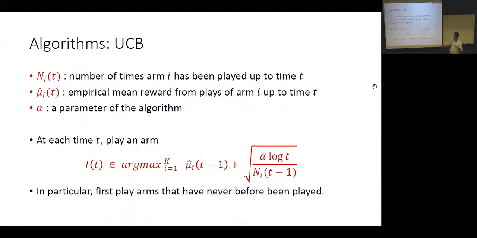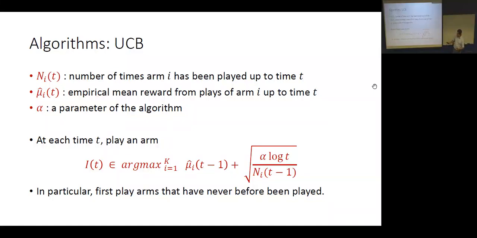What it does is it calculates an index for each arm. The index is based on how many times you played that arm, what the empirical mean reward you observed up to that time, and some parameter. So the index is large if you observed a large empirical mean reward. But if you didn't play it too many times, there's more uncertainty about what the reward might be, and it boosts the index based on that.